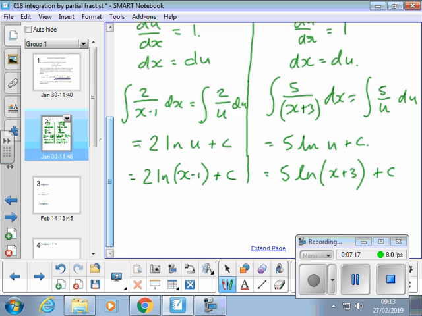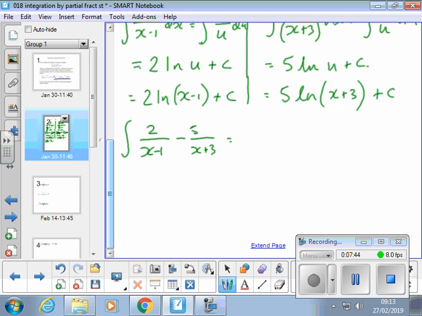Bringing that all together, we can now say that the integral of 2 over x minus 1 minus 5 over x plus 3 dx equals 2 ln x minus 1 minus 5 ln x plus 3 with 1 constant on the end. You don't need the 2 plus c's, they can be brought together as 1 plus c. So you just deal with each partial fraction separately using integration by algebraic substitution, and then bring them all together at the end.